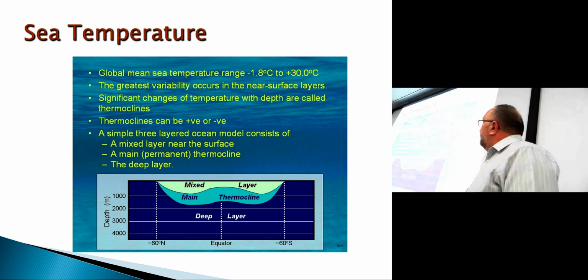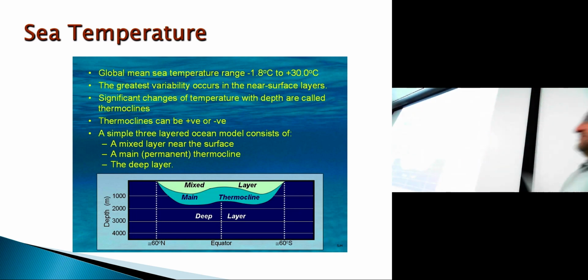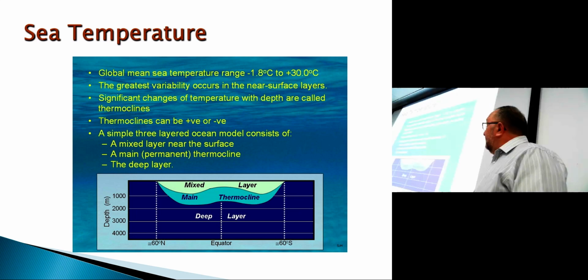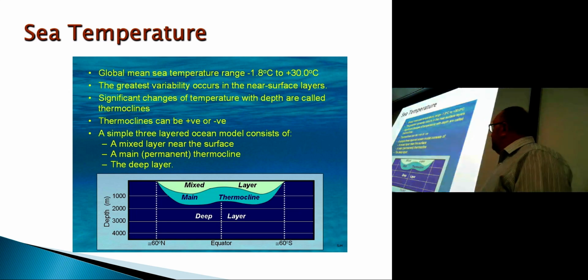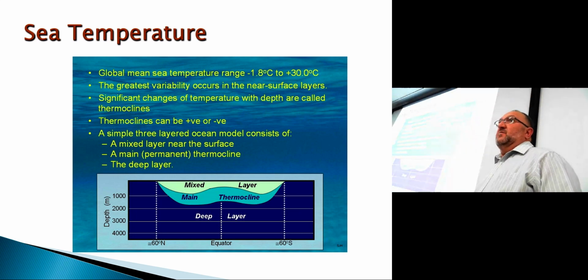Because of the influence of weather conditions, the greatest variability in temperatures occurs near the surface layers. And these layers tend to be fairly well mixed by weather influences, and they vary in depth with latitude. So you can see in the temperate latitudes we've got a deeper mixed layer. At depth and away from these weather conditions, the waters are nearly all isothermal, and for those that struggle with that, we'll look at what isothermal is a bit later on.